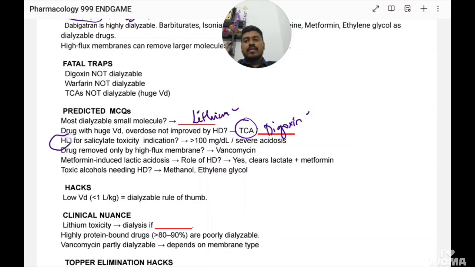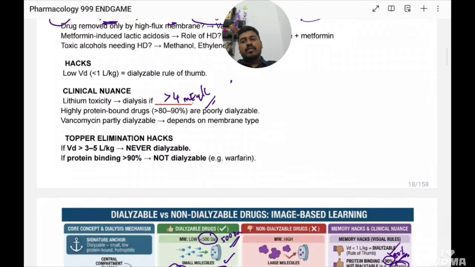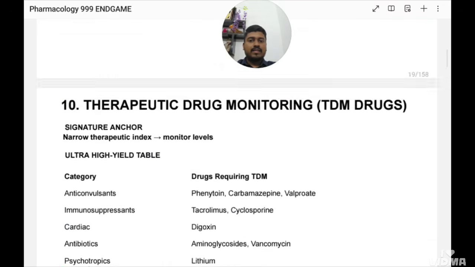Hemodialysis for salicylate toxicity is indicated when the drug level reaches more than 100 mg per dL or there is presence of metabolic acidosis. Next, for lithium toxicity, dialysis is done if values are more than 4 milliequivalents per liter. If VD is less than 1 we dialyze, but if it is more than 3 to 5 liter per kg, it is never dialyzable. And if protein binding is more than 90%, then also it is not dialyzable. So I think I have discussed everything regarding dialyzable and non-dialyzable drugs.